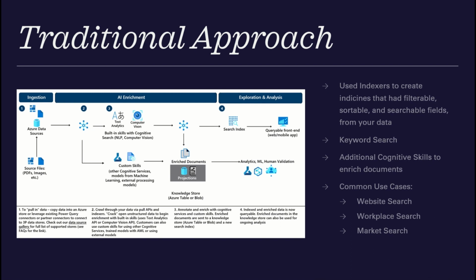First, let's take a look at the traditional approach. In the traditional approach, we have indexers that create indices with filterable, sortable, and searchable fields from raw data. Imagine turning messy documents into structured, query-ready information. Keyword search lies at the heart of Azure Search. Users input keywords and the system swiftly retrieves relevant documents. Whether it's a product catalog or legal documents, keyword search makes finding information a breeze.